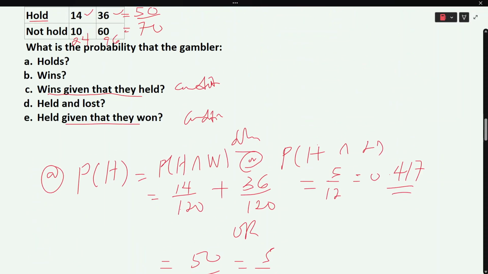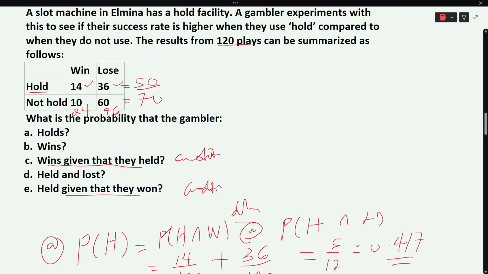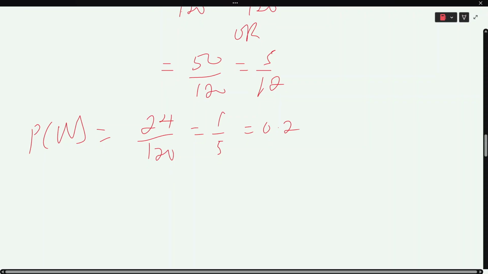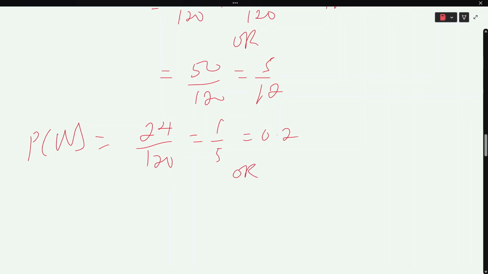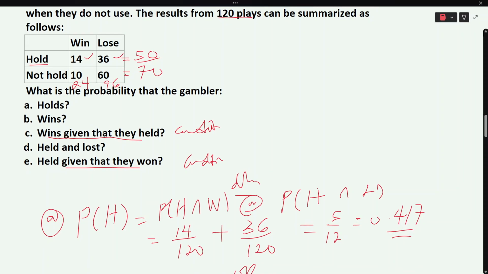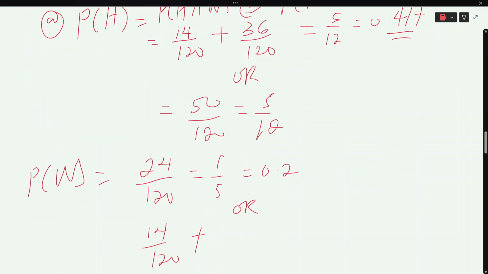Or you can take them separate. So if you are winning, you can either hold and win, given as 14, or you can not hold and still win, and you have 10. That gives 24 over 120.